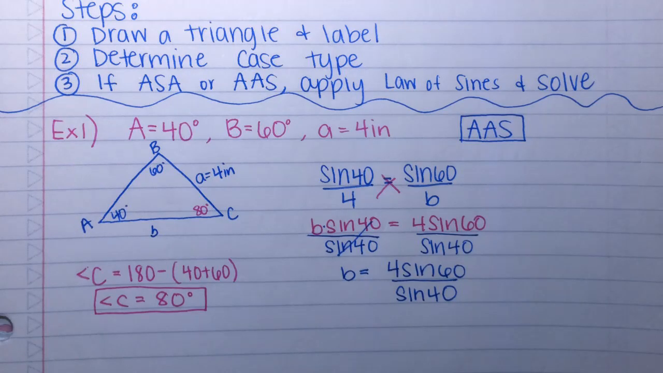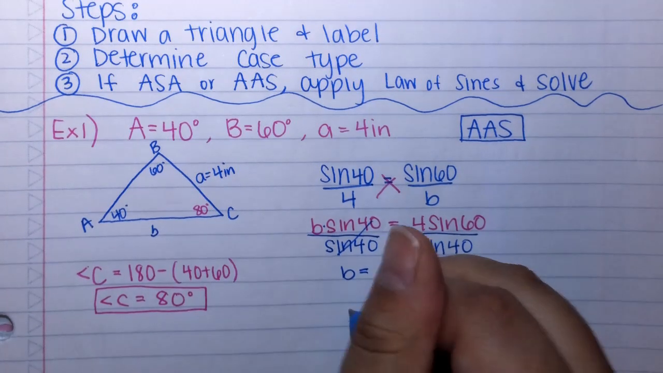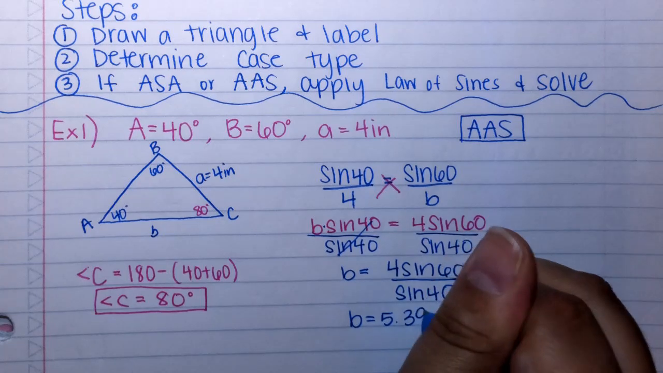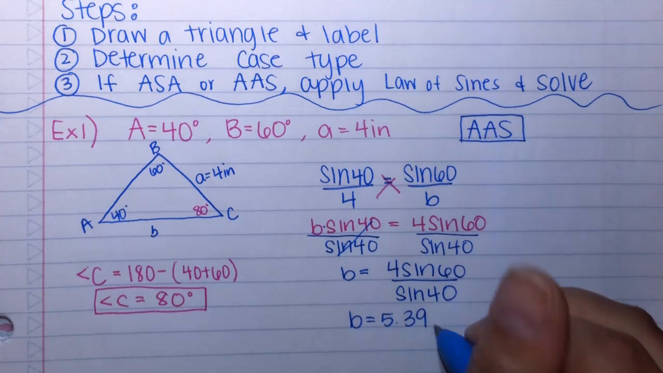All right, and then I am just going to write this out. I always like to hit the divided by sign first just to get that. And so we have 4 sine of 60 over sine of 40, right? And what is my answer for B? Oh, we're going to round. For sides we round 2 decimal places. For angles we only round 1 decimal place. So 5.39. So B equals 5.39 inches.